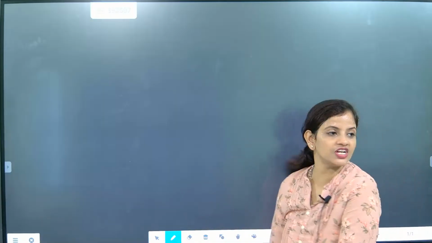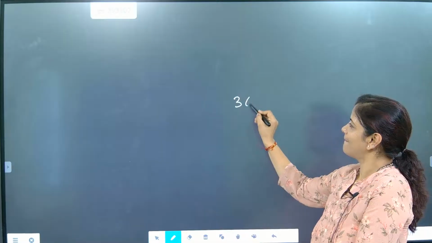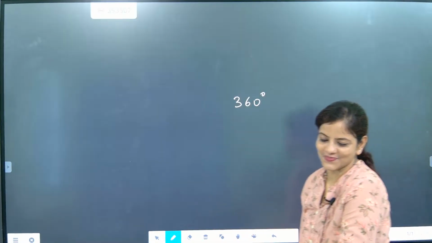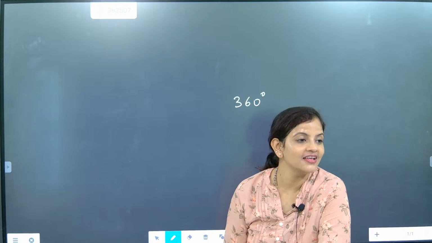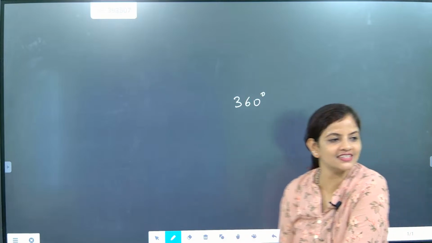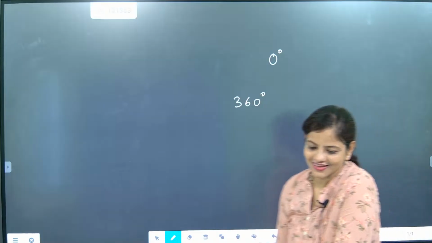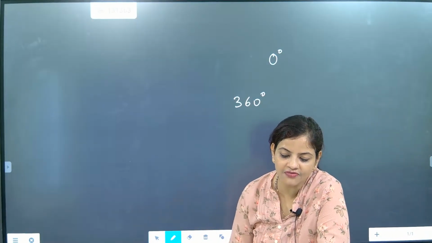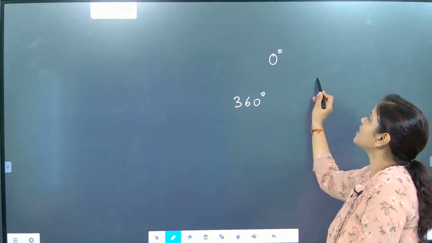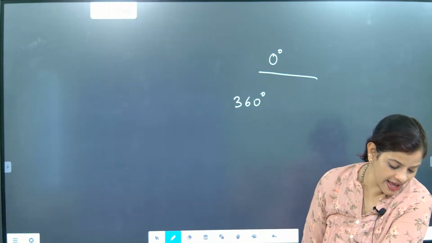Shall we go for the next one, children? Ready? Complete angle. The answer is complete angle. 360 degree itself is called a complete angle. Zero. Absolutely correct, Anvi. Again, Anvi has given the answer first. After that, Bhavya has given. This is exactly called what angle? Zero angle. This is called zero angle.